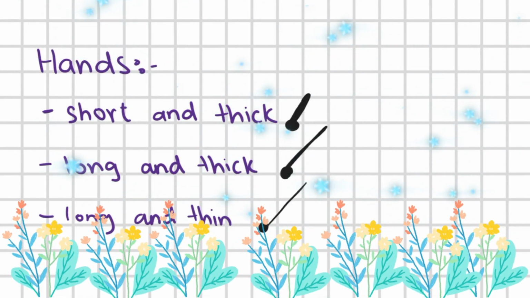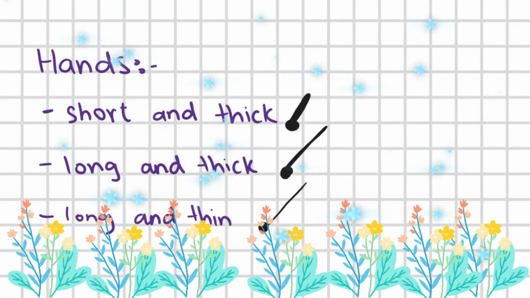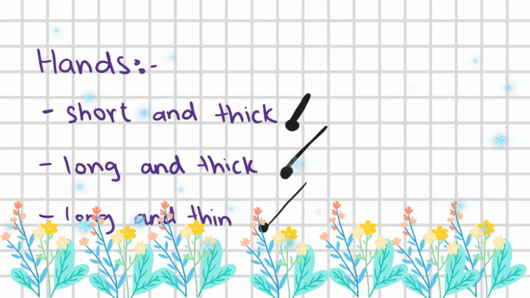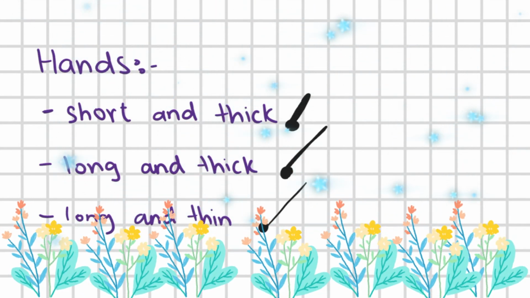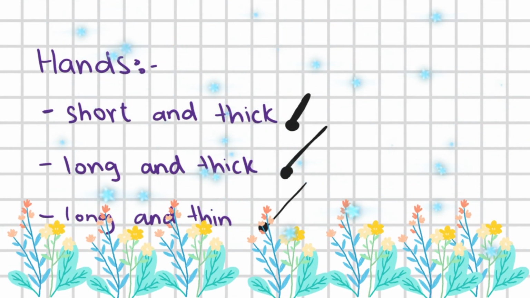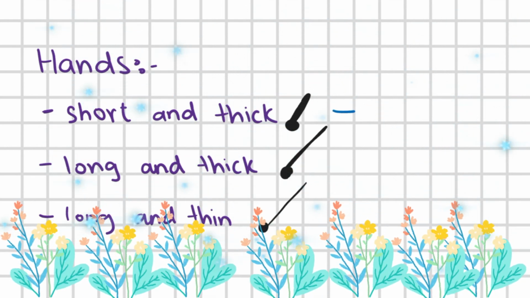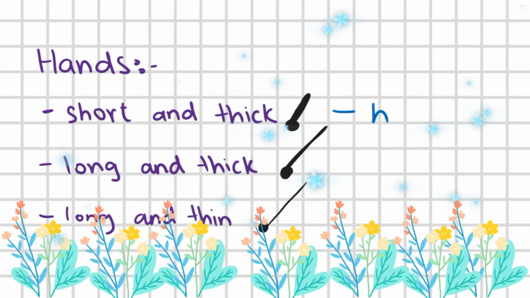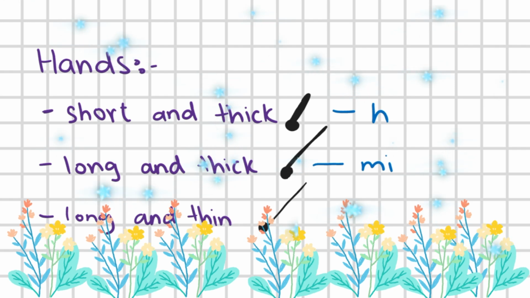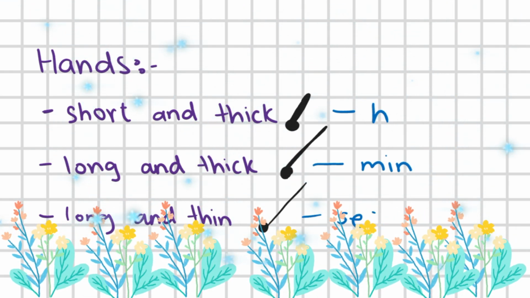The thing you need to know before telling the time is the hands of the clock and what they do. A clock has 3 hands, one which is short and thick, one which is long and thick, and one which is long and thin. The hand which is short and thick is used to indicate hours. The one which is long and thick is used to indicate minutes, and the last one, the long and thin one, is used to indicate seconds.